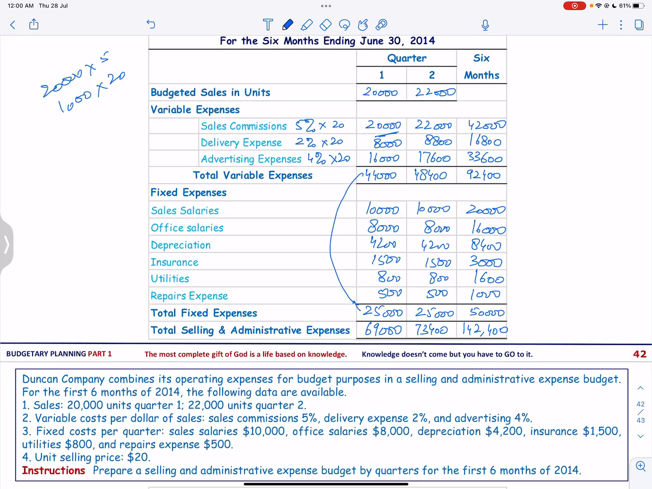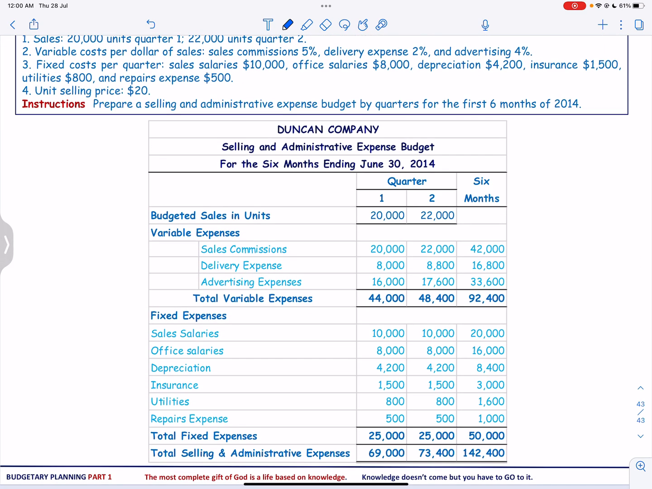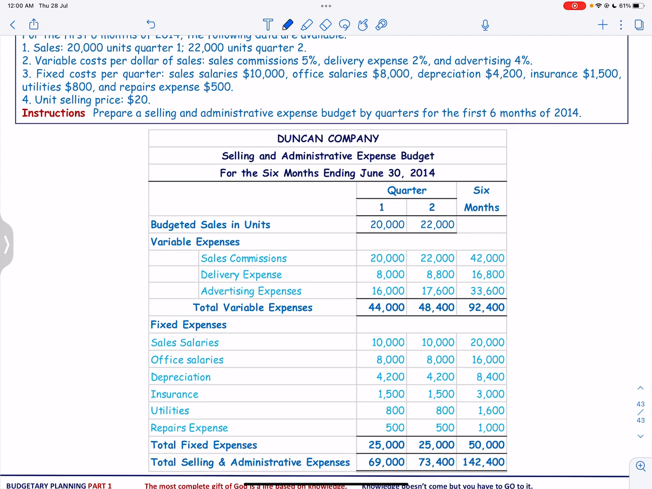Once again, I have put this illustration in an Excel sheet in case you find it difficult to read my handwriting. And this completes our discussion on the first part of budgetary planning.